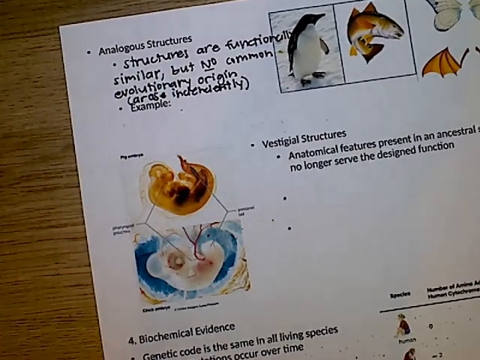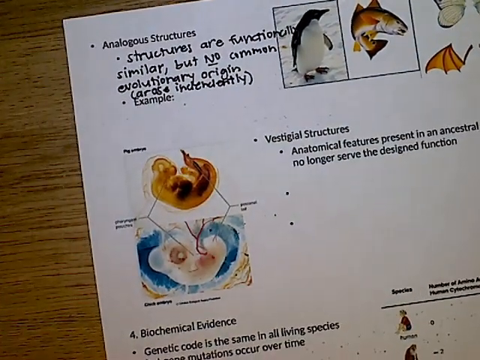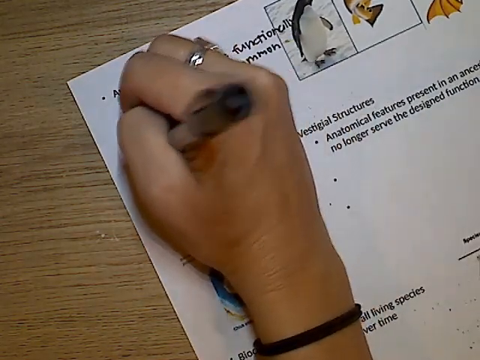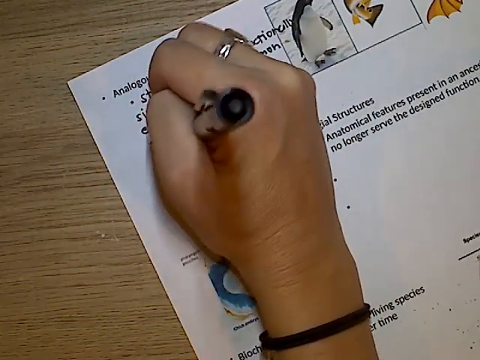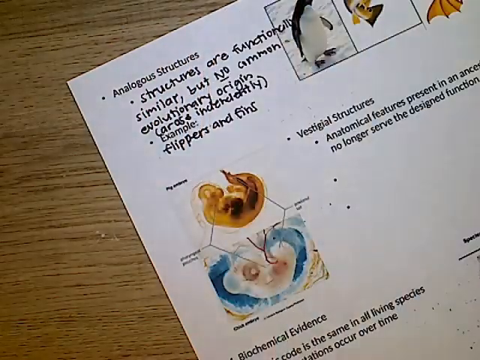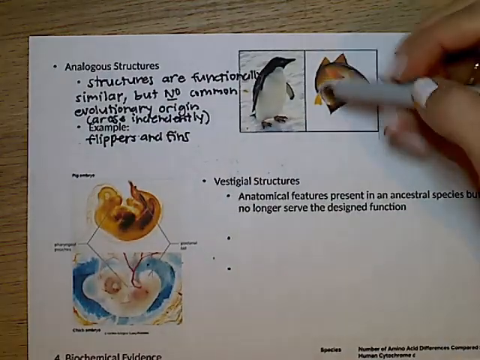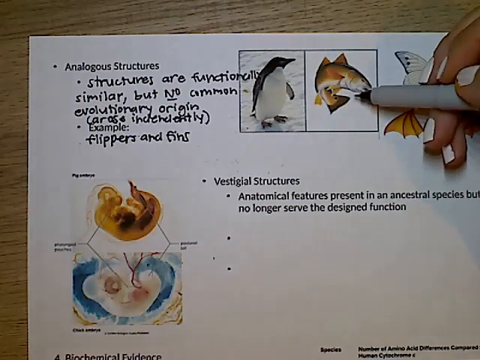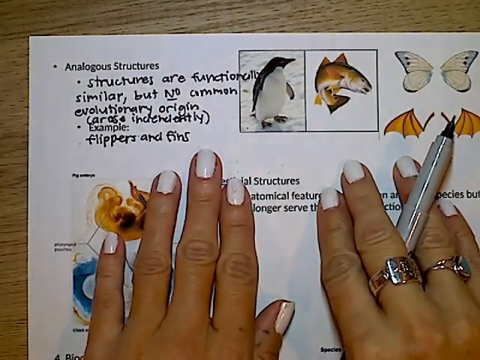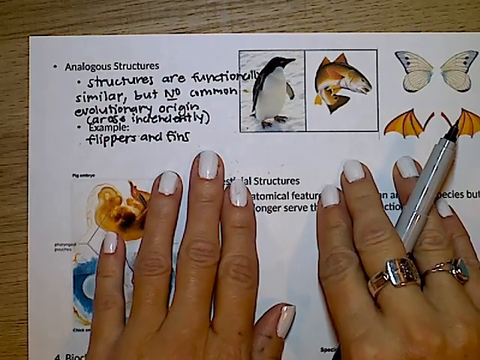Hope you can read my writing there. So examples are flippers in a penguin and fins on a fish. So they have the same function. Their function is to swim. And yet they both arose from different evolutionary origins.